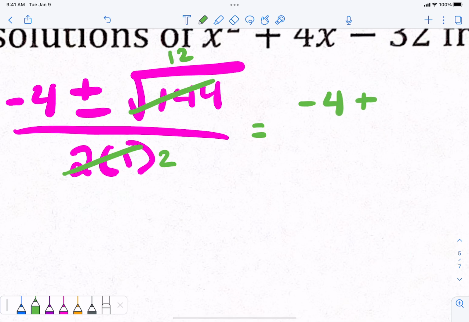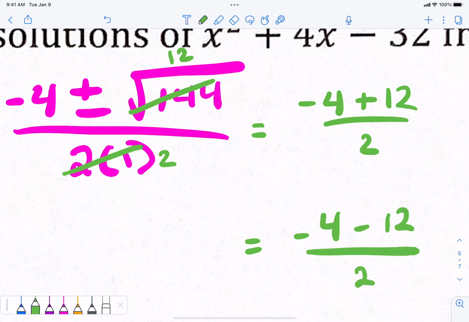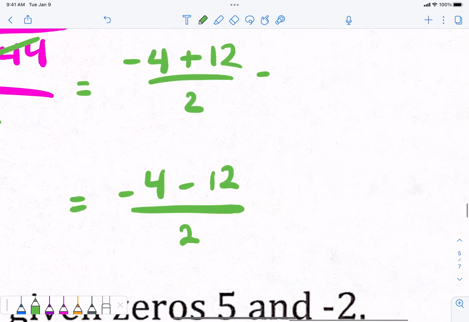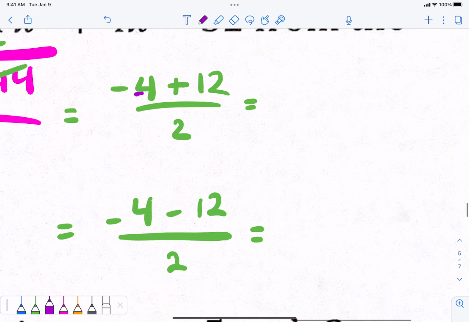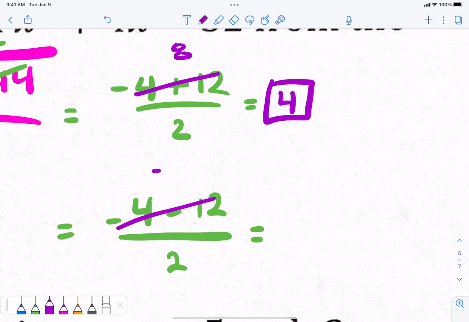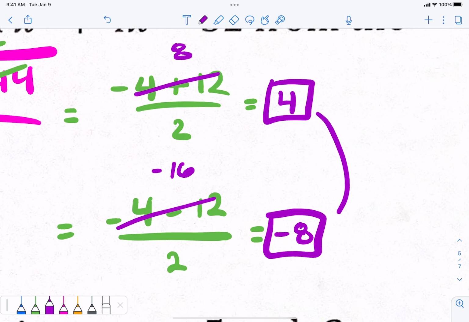Let's do negative 4 plus 12 over 2. And let's do negative 4 minus 12 over 2. Because the 12 came out nicely, let's just write it as 2 separate pieces and give me the answer, right? Okay, do you see what I just did? Plus minus. All right, negative 4 plus 12 is 8. Divided by 2, the first answer is 4. Negative 4 minus 12 is negative 16 divided by 2? Negative 8.